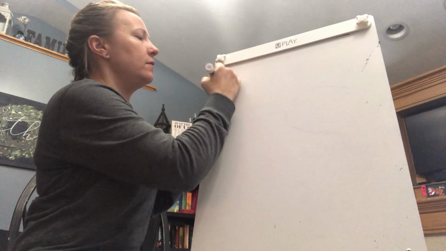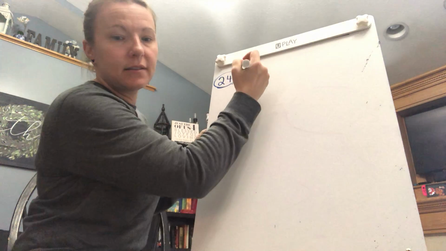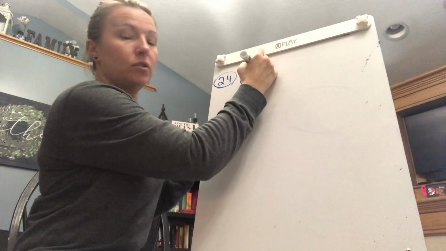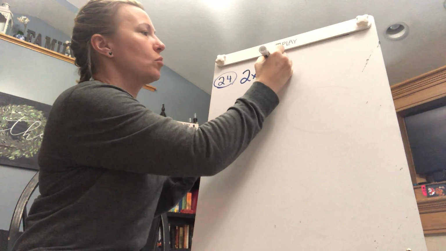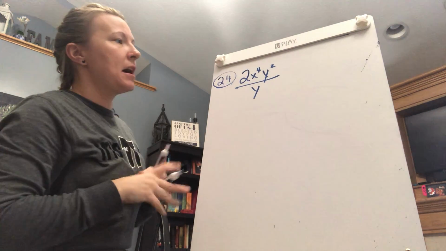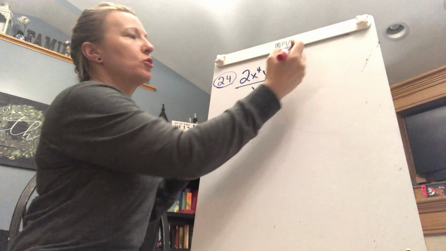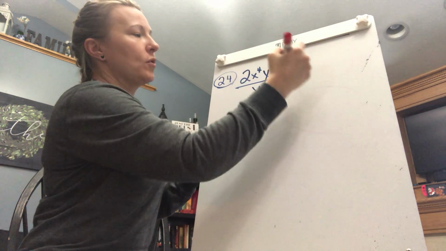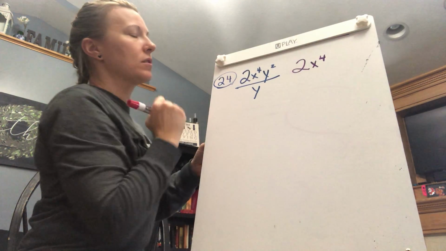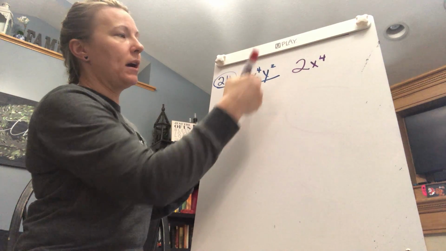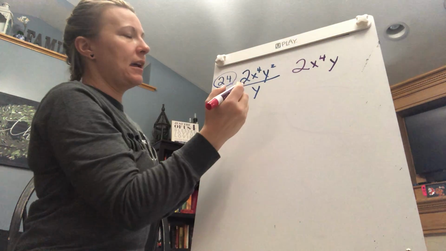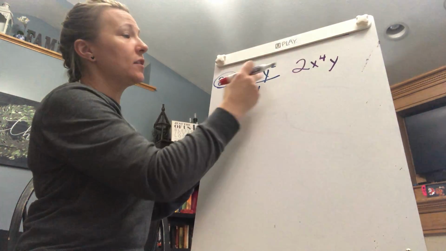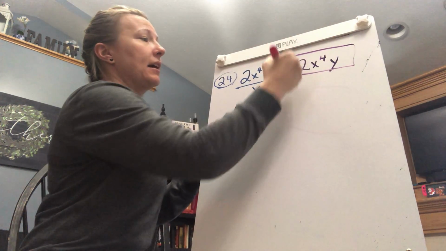Okay, 24 says 2x to the 4th y squared over y. So you just got the number 2, so he stays 2. You got 1x to the 4th. There's no other x to subtract, so we have x to the 4th. And I have 2 y's and 1 y. There's more y's on the top, and 2 minus 1 gives me 1. There's nothing left on the bottom. That guy's done.